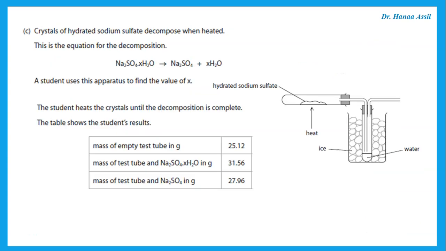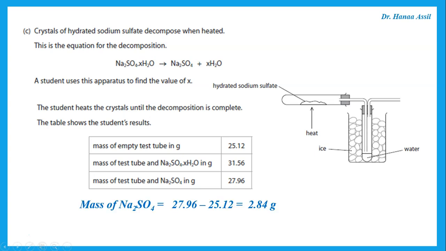Crystals of hydrated sodium sulfate decompose when heated. And this is the equation for the decomposition. Of course, it's hydrated, so it breaks up into the anhydrous and water, and we need to get what is X. Again, here we have the mass of the empty test tube, the mass of the test tube plus the hydrated salt, and the mass of the test tube plus the salt that was left at the end, which is the anhydrous. So, from this information, I can get the masses.